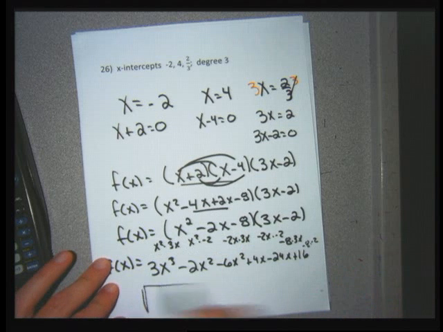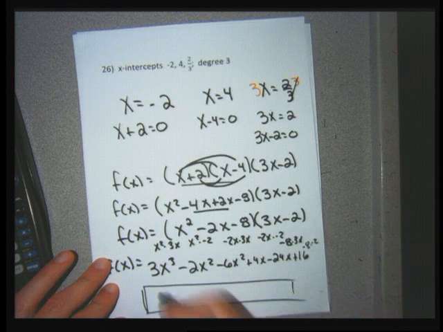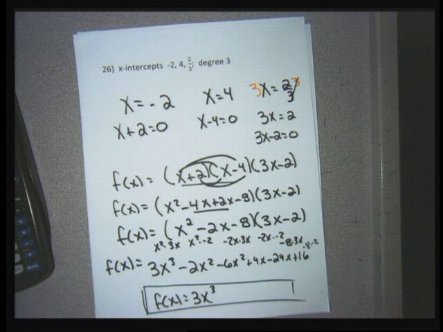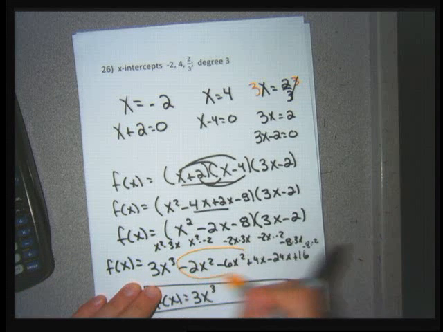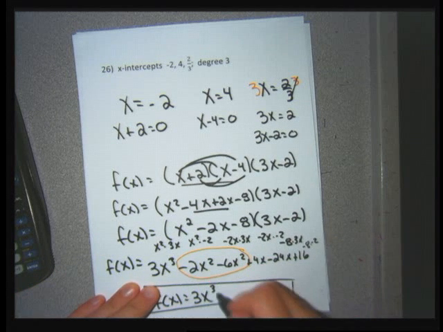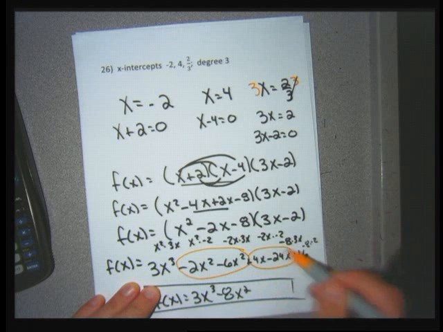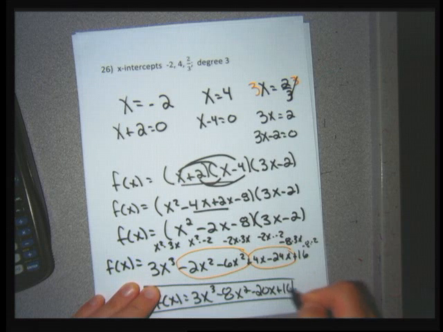Almost ready to write my answer. I'm getting a third degree polynomial because the highest exponent is 3. The leading term is 3x cubed. These terms combine to be a minus 8x squared. These terms combine to be a minus 20x. And the plus 16 hangs around.